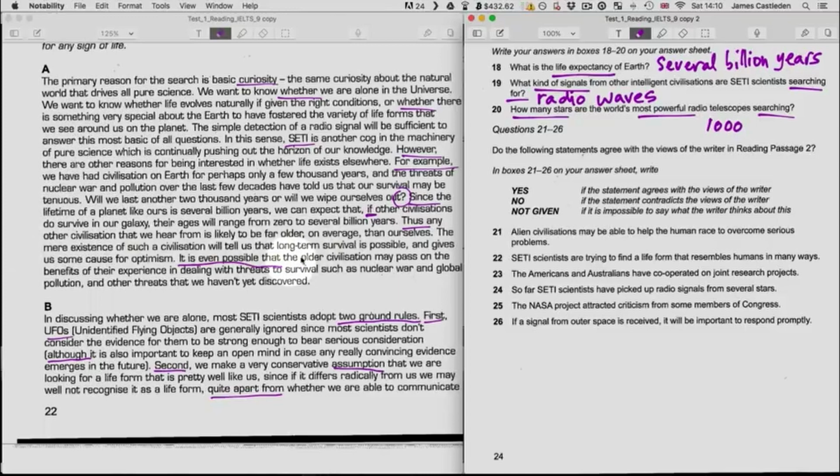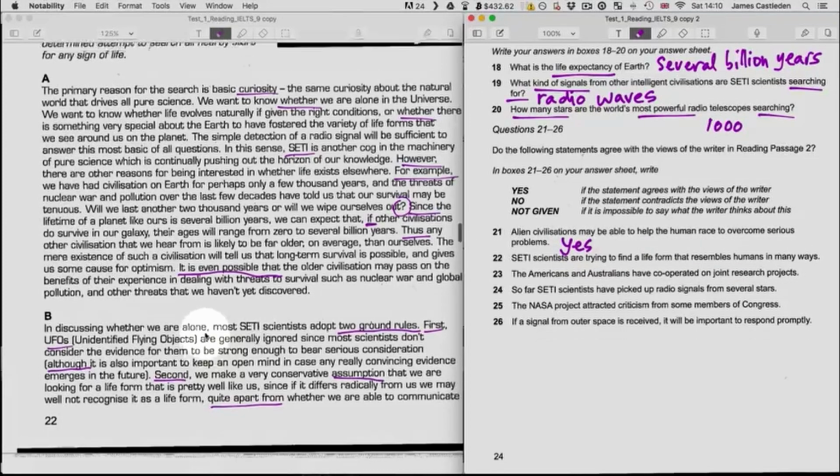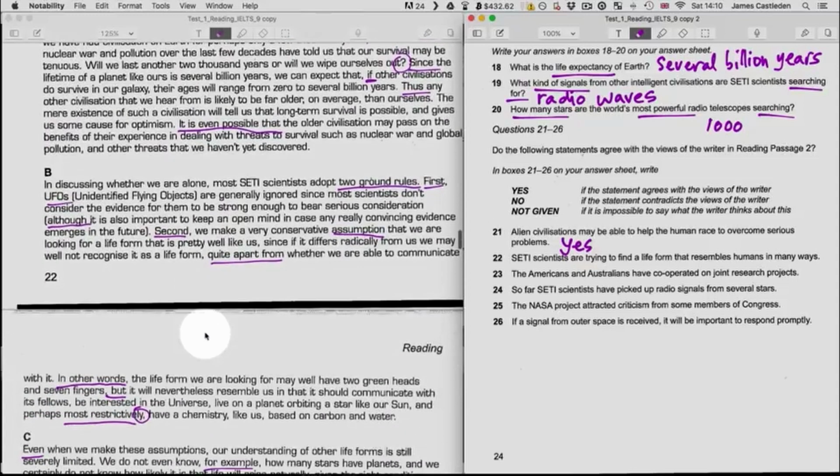It may even be possible that older civilizations may pass on the benefits of their experience with dealing with threats to survival, such as other threats we haven't discovered yet. That's true, yes. SETI scientists are trying to find a life form that resembles humans in many ways. Yes, we saw that over here. Assumptions. Looking for a life form that is pretty much like us. Yes.